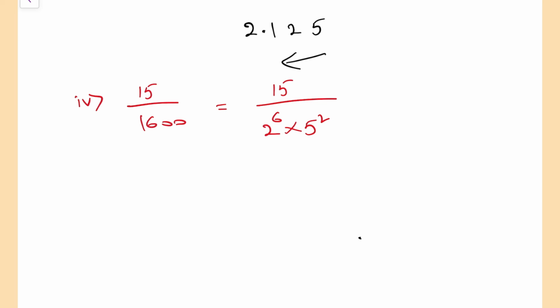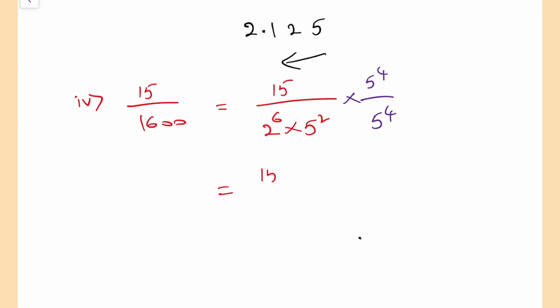Now observe clearly, in the denominator 2 is there 6 times, but 5 is there only 2 times. That 5 still needs 4 more. So multiply by 5 power 4 by 5 power 4. Already in the question itself 5 is there 2 times. Now I am giving 5 four times. So previously 2 times, now I gave 4 times, so total 6 times. Already in the question itself 2 is there 6 times. So now 2 is there 6 times, as well as 5 is there 6 times.